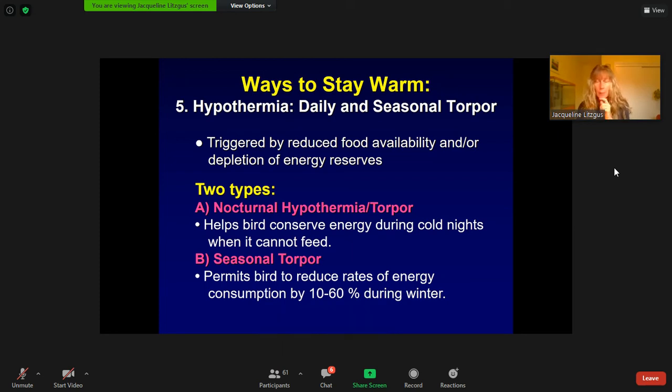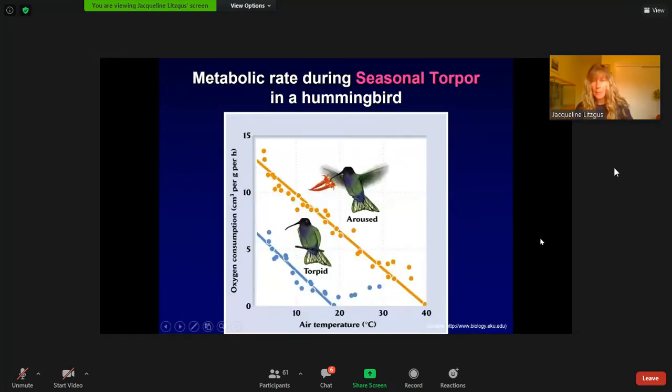Okay. Now, I'm going to go to an example here of seasonal torpor for a hummingbird, a tiny little creature. So here we have on the x-axis air temperature, and on the y-axis metabolic rate measured indirectly as oxygen consumption. And then we have an active hummingbird, and then we have a hummingbird that's in torpor. So this is seasonal torpor. What's important here is, again, this is a method of conserving energy during winter.